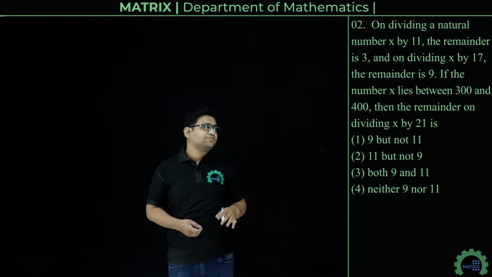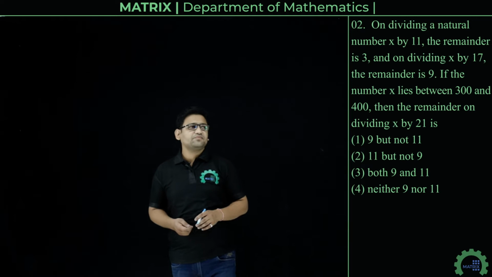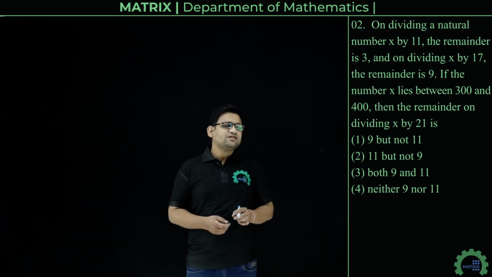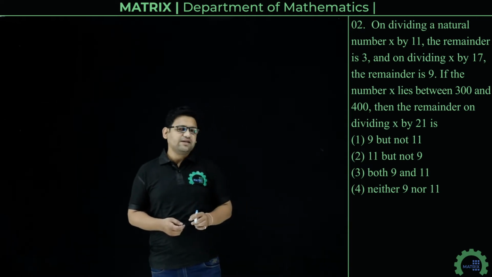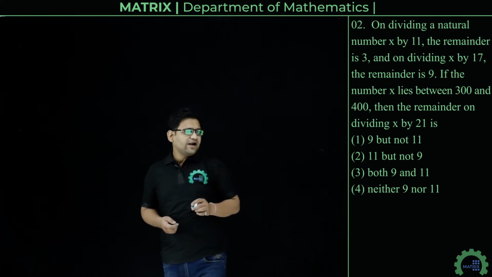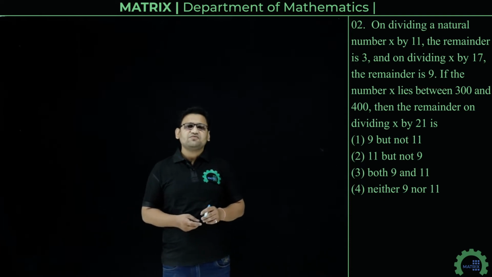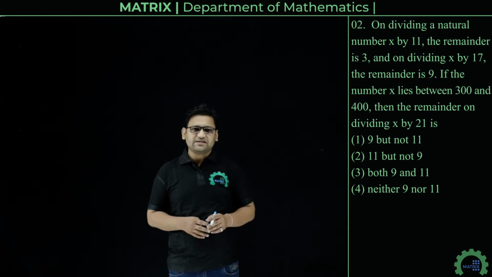Next question is, on dividing a natural number x by 11, the remainder is 3. And on dividing the same number x by 17, the remainder is 9. The number x lies between 300 and 400 and we need to find the remainder when x is divided by 21. So first of all we need to find the value of x.